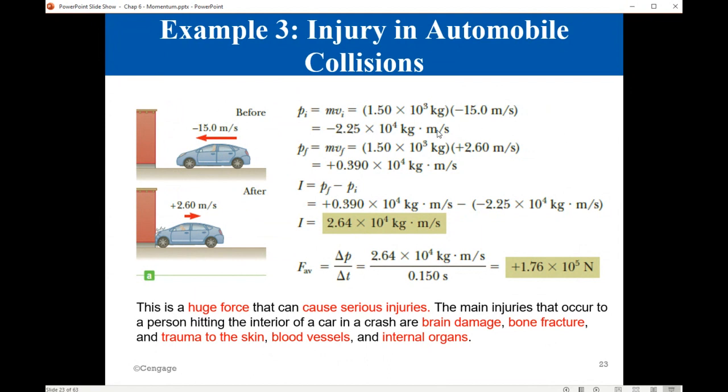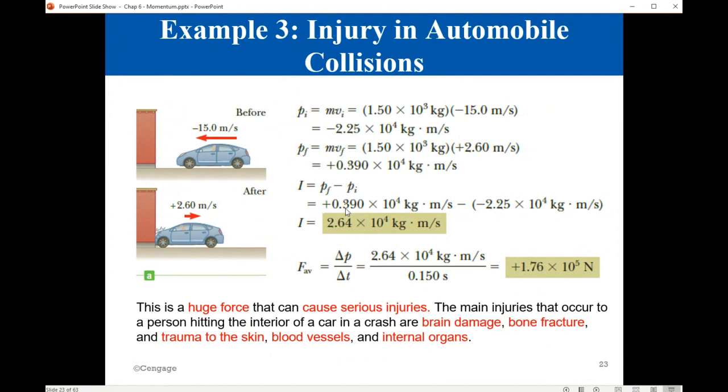So this is the initial momentum. Final momentum is mv final. This is the mass. This is the final velocity, 2.6 meters per second. So this is the final momentum. So now we are ready to calculate the impulse.